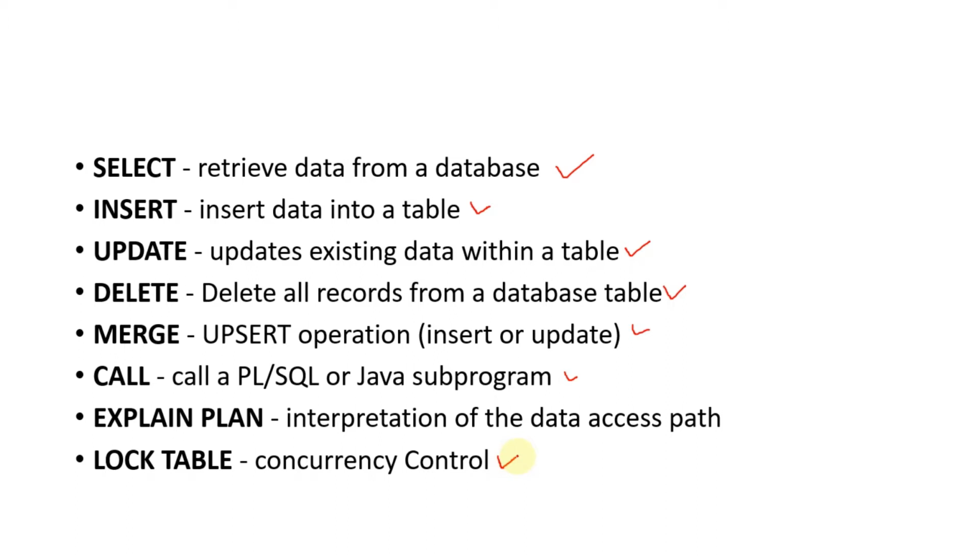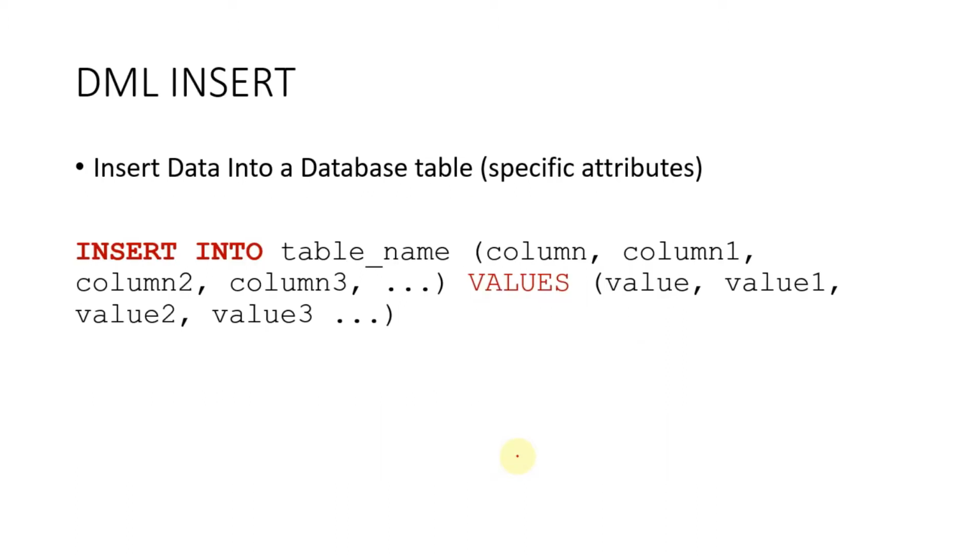The last thing is lock table. Lock table is actually used for concurrency. For example, we have multiple users and one user wants a table to be locked for him, so for that purpose lock queries are used. The first one is insert. Insert is used for adding new data into the database.